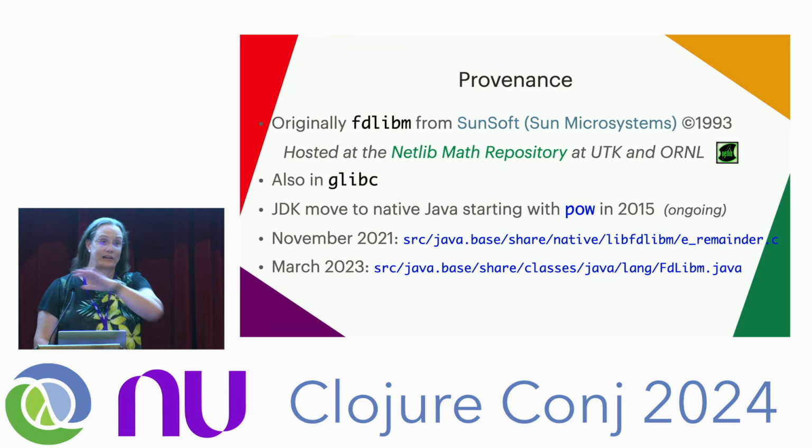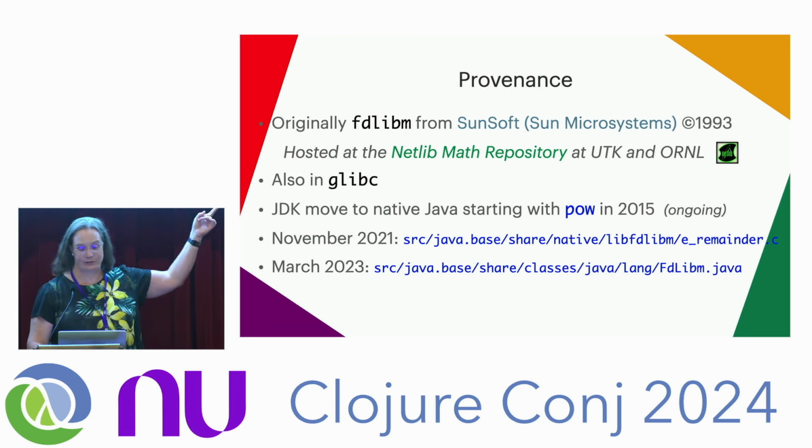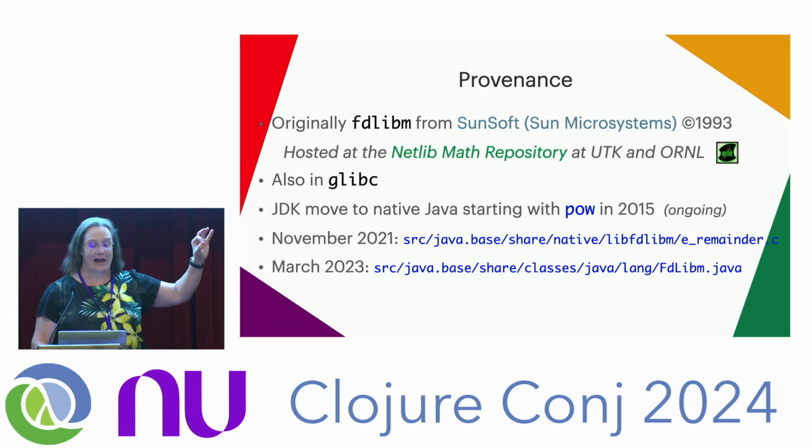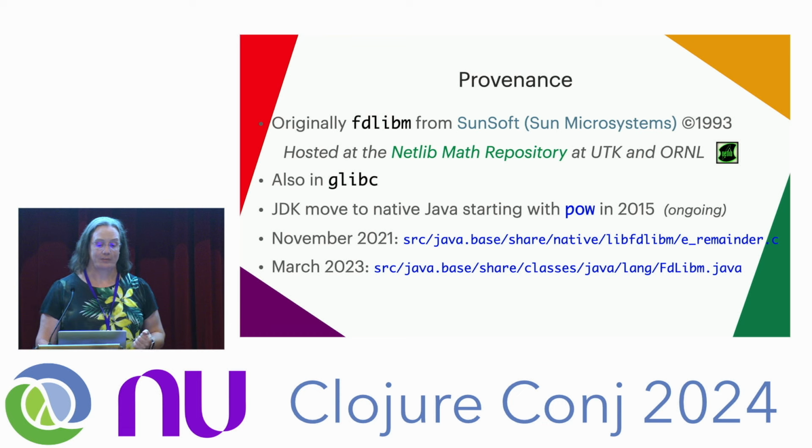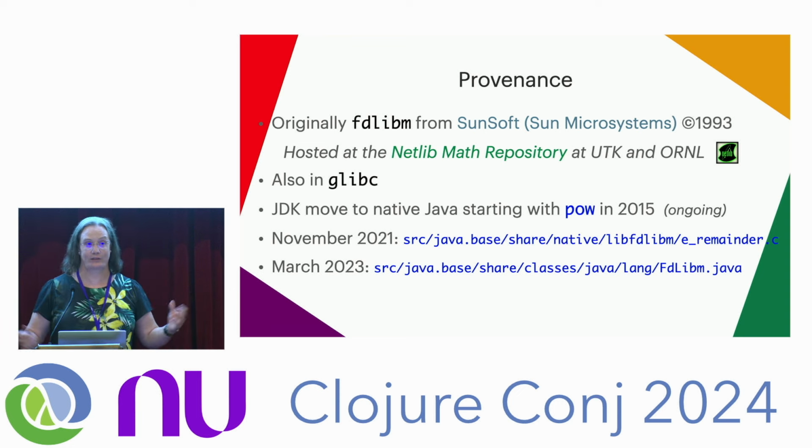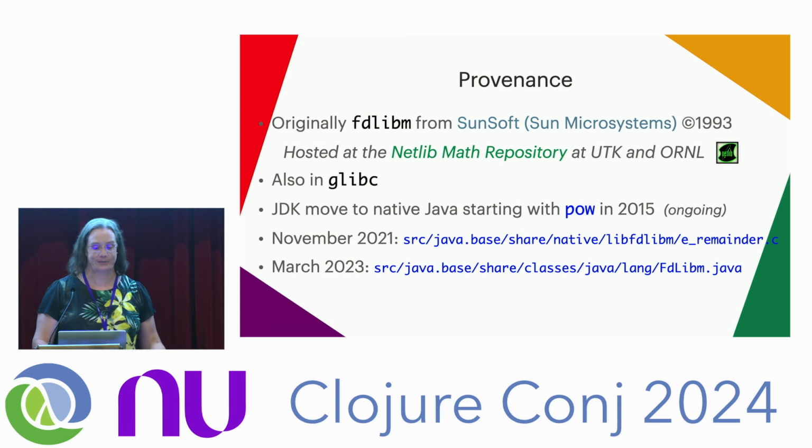Now, when I looked at this, at the time, it was in this path, ending with E_remainder. March of last year, they moved it into Java code. And in fact, they've been doing this ongoing movement of native code into Java code starting in 2015 for the whole math library. So everything in math will eventually end up there. But IEEEremainder got there in March of last year. Hadn't when I did this stuff, so I'm looking at it all, how do I do this in JavaScript?